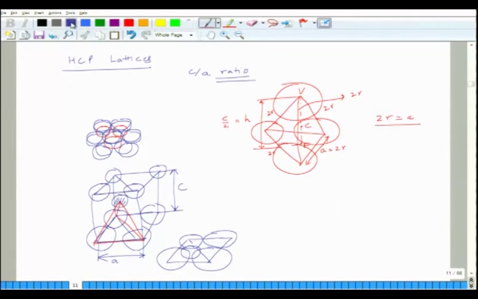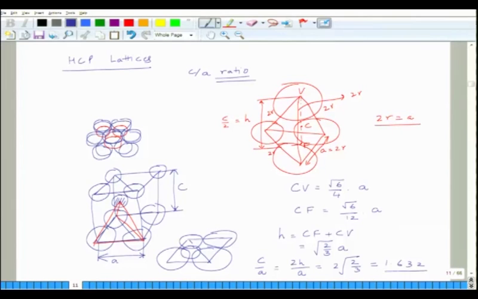We need to find out what H is, which is C by 2. So, by geometry you can work out that the distance CV is equal to root of 6 by 4 into A, and CF will be equal to root of 6 divided by 12 into A, and we know that H is equal to CF plus CV. So, this will be root of 2 by 3 into A, and the ideal C by A ratio in this case will be equal to 2H divided by A, which is equal to 2 into root 2 divided by 3, and this will be equal to 1.632.